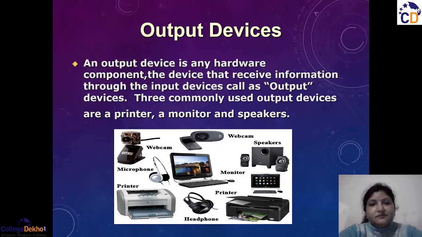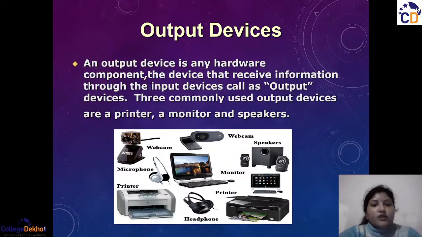Let us see, what are the output devices? They are on my screen. An output device is any hardware component, the device that receives information through the input devices. So there is a communication between input and output devices. The input device takes the input and gives it to the computer, and the output device takes it and accordingly gives you the output, right?